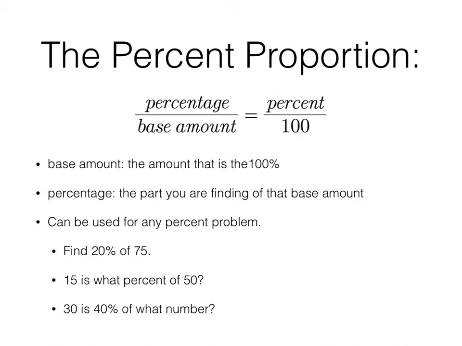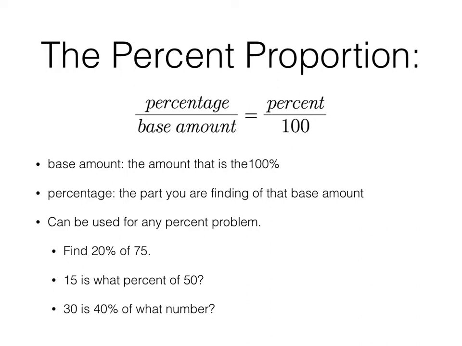The base amount here, that's the amount that is the 100%. So the base amount could be the total amount of a bill, and you're finding the tip, which is a percentage of the whole amount. Or it could be the original price of an item, and then the percentage is the amount that you take off of that original price with a discount. So the percentage is the part you're finding of that base amount. If we said 20% off, 20 would be the percent, and the amount of money you save would be the percentage. All right, and you can use the percent proportion for any percent problem.